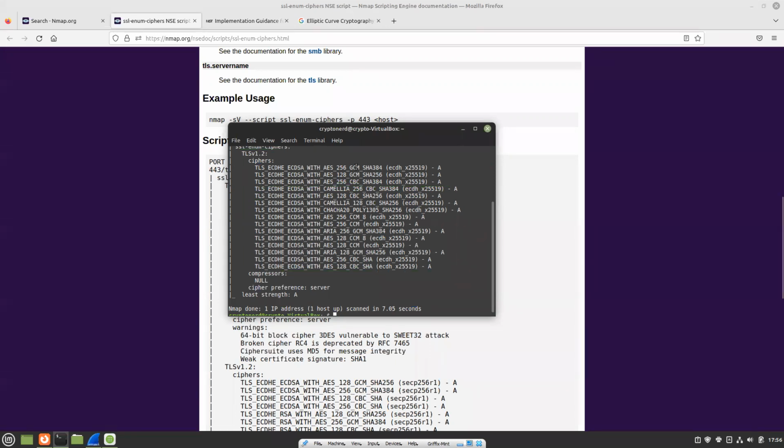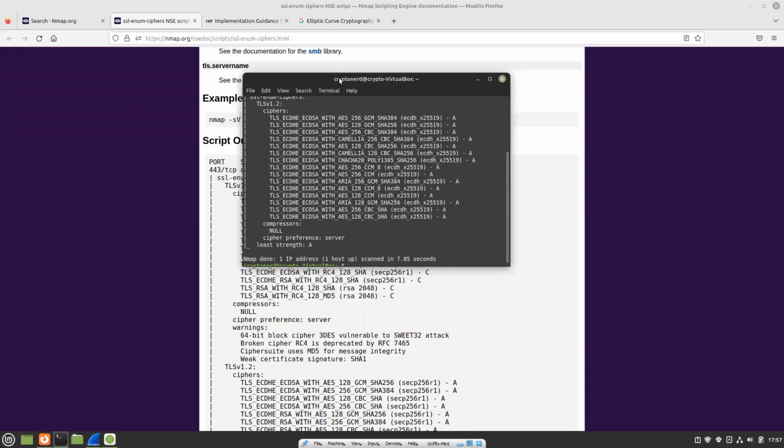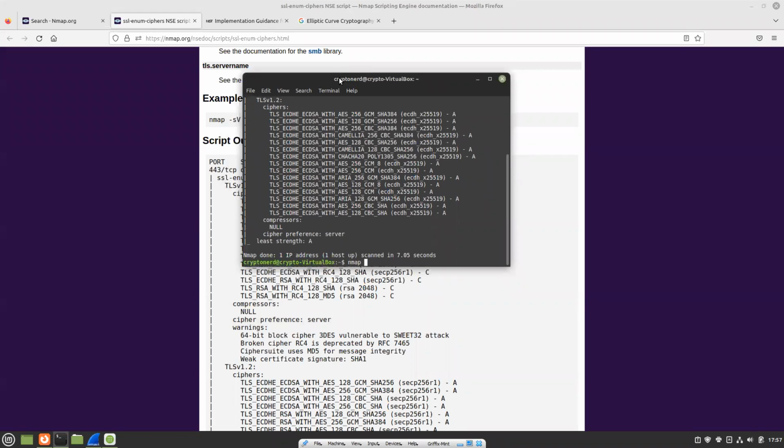So that's cool. Now, the other Nmap script, though, is to check the cert. Nmap script ssl-cert.